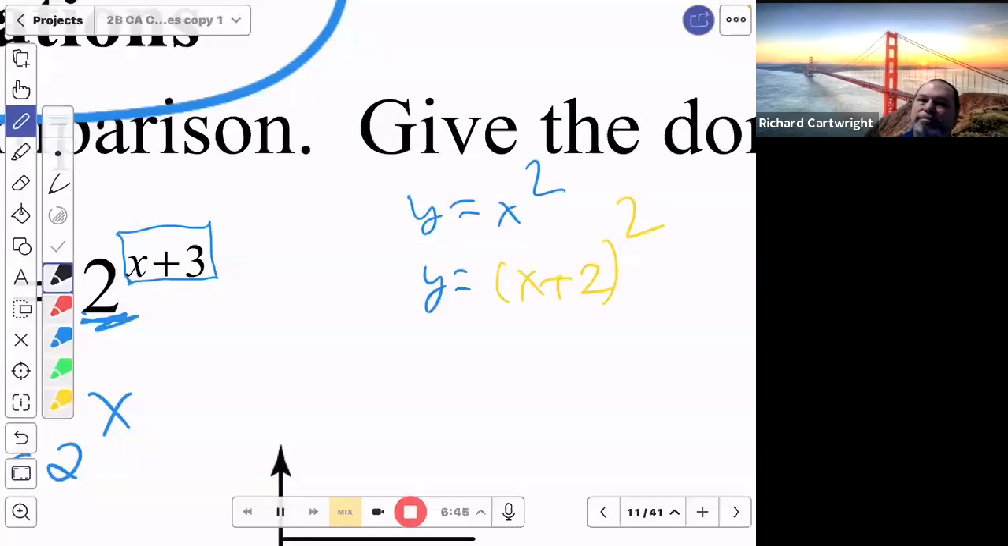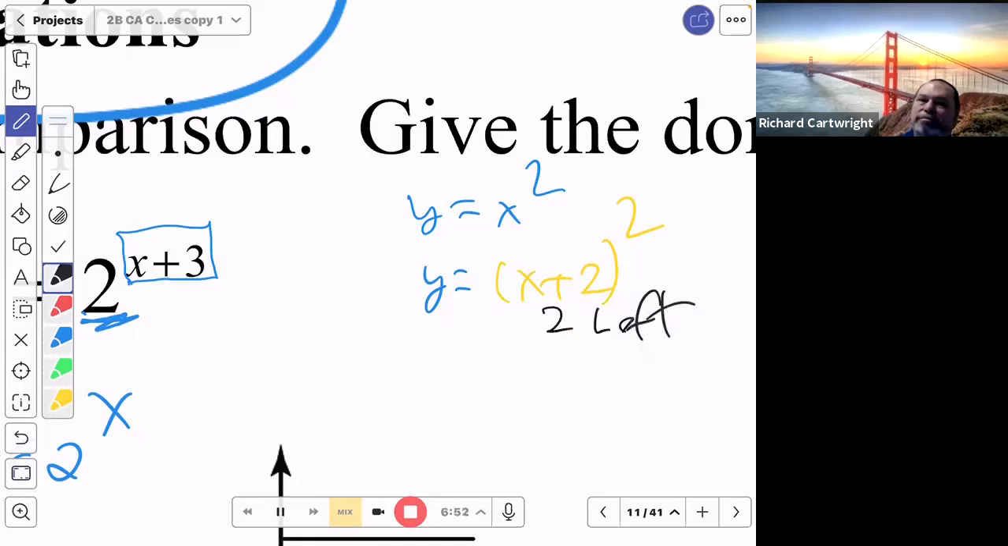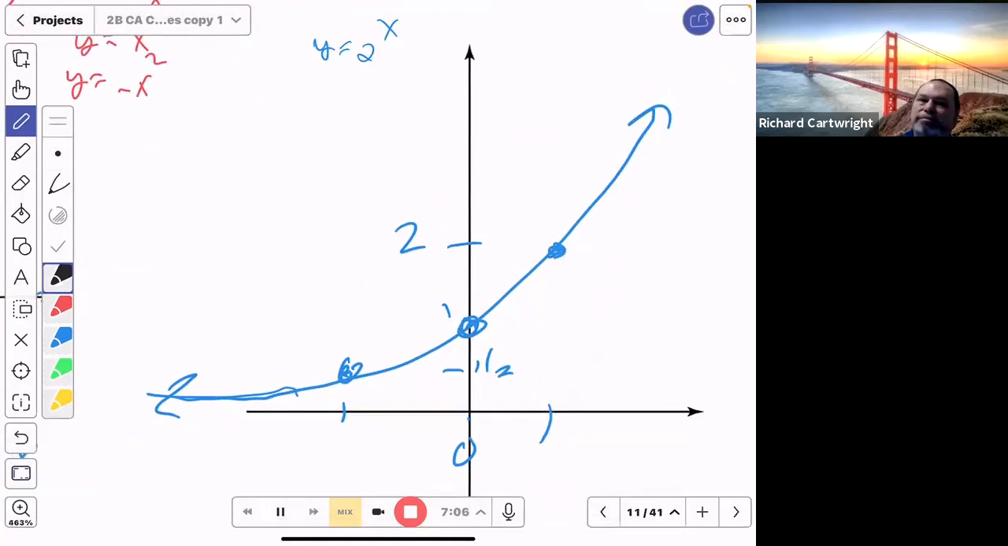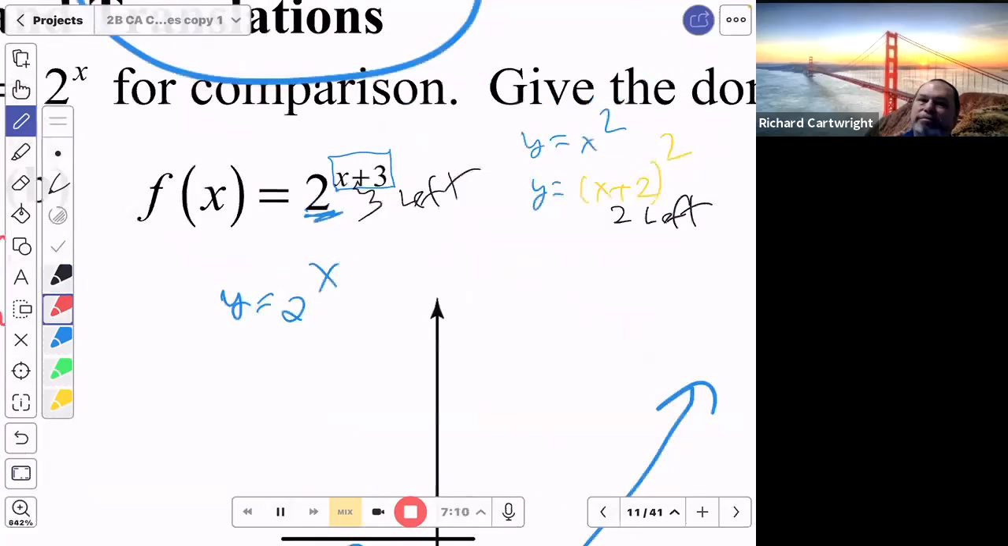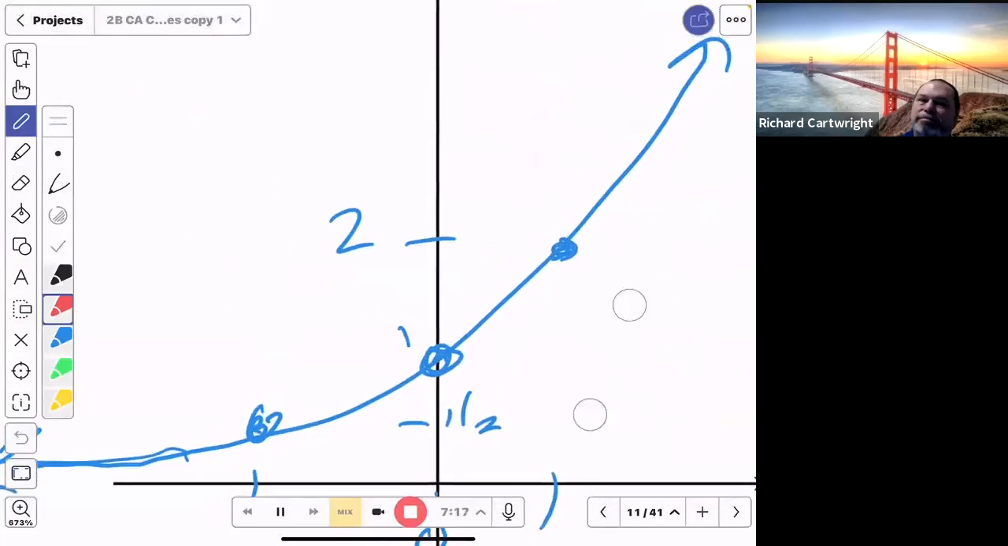Now, can you answer that again? What happens now? It moves 2 to the left. Well, this must also go left. How many? 3 left. So if you just want to cheat and not have to think too hard, watch this. 3 to the left. Remember, when you add to x, it means left. If you subtract from x, it moves to the right. So every point is going to move left 3.